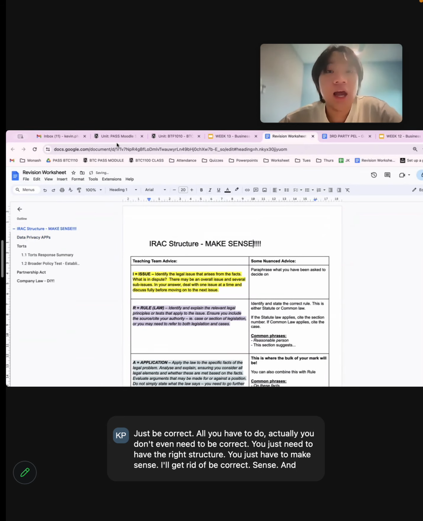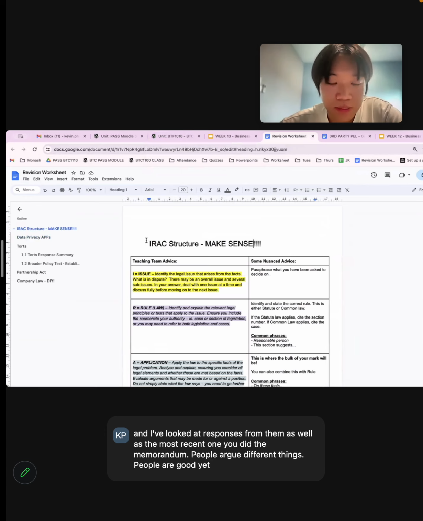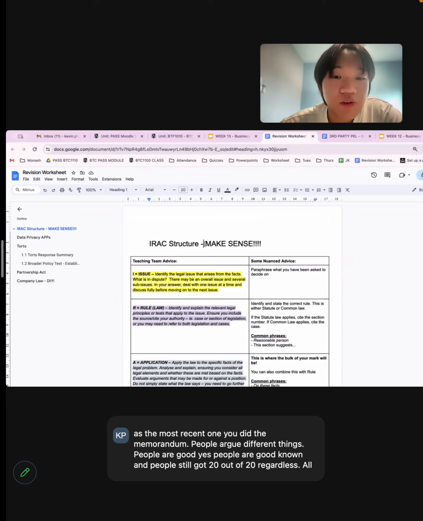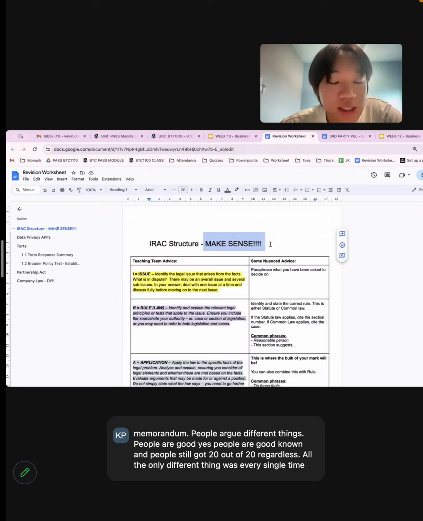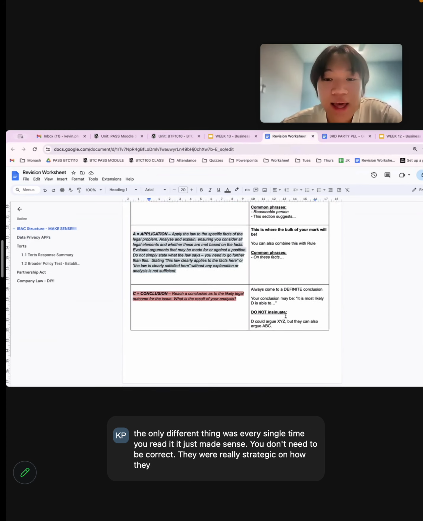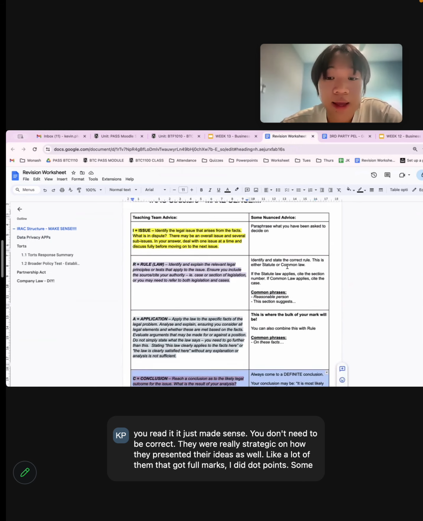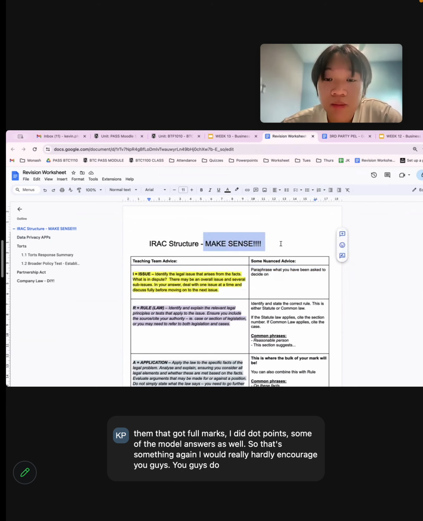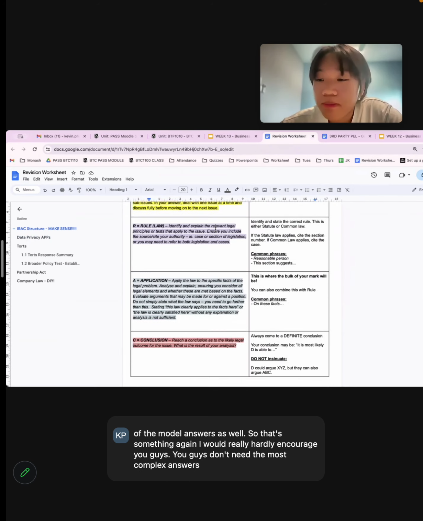I've looked at your assessments too, and I've looked at responses from the most recent one, where you did the memorandum. People argued different things. People argued yes, people argued no, and people still got 20 out of 20 regardless. The only different thing was every single time you read it, it just made sense. You don't need to be correct. They were really strategic in how they presented their ideas. A lot of them that got full marks did dot points, like some of the model answers. So that's something I would really highly encourage. You don't need the most complex answer. Just make it make sense.